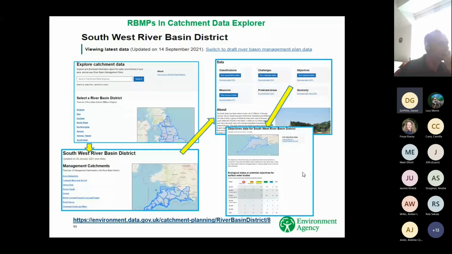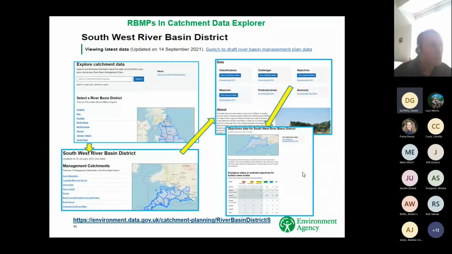There's a new version of it, and in there you've got the ability to view Water Framework Directive data at various scales. So you can go from an England level right down to an individual water body. And on there, we've got objectives data, we've got challenges, or what I know as reasons, and we've also got the classification data that forms the baseline for the draft River Basin Management Plan.